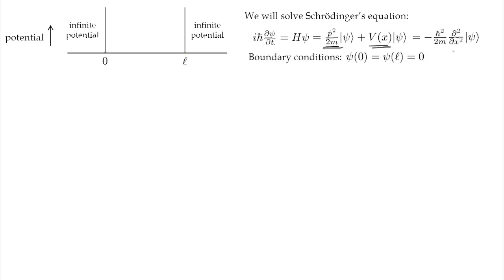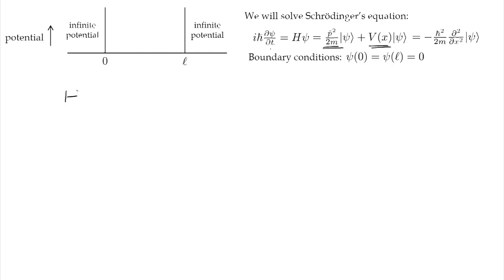So we'll drop the potential energy and we'll just say i h bar d psi by dt is minus h bar squared over 2m d squared by dx squared of psi, with the boundary conditions psi of 0 equal to psi of L equal to 0. Okay, so now we want to solve this Schrödinger's equation. How do we do this? Well, remember, solving Schrödinger's equation is easy once we figure out the eigenvectors and eigenvalues of the Hamiltonian. So that's what we want to do.